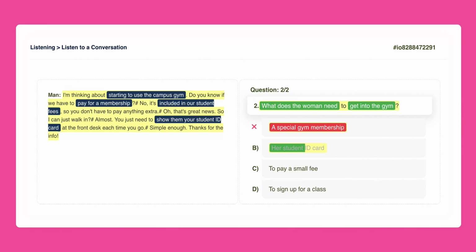Now, let's take a closer look at option B, her student ID card. Option B is her student ID card. This matches the text perfectly. The man tells her, you just need to show them your student ID card. Since this is the direct answer provided in the conversation, this option is correct.